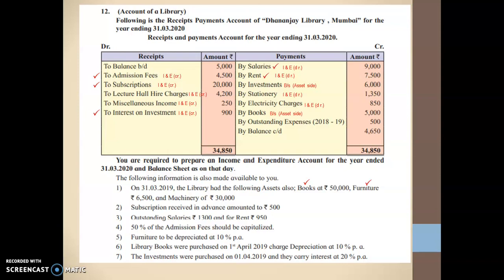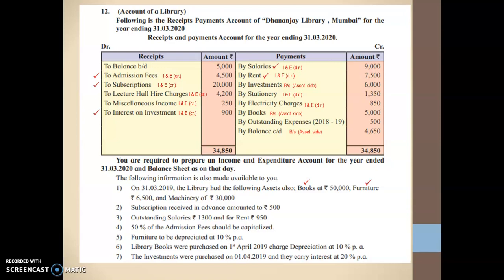Now this outstanding expenses for 2018-19 means these are last year expenses. It reflects in receipt and payment account as we have made this payment for these expenses in current year. But this will not be shown in our income and expenditure account as it is not a current year expense. Then the closing balance of cash will be shown on the asset side of balance sheet.